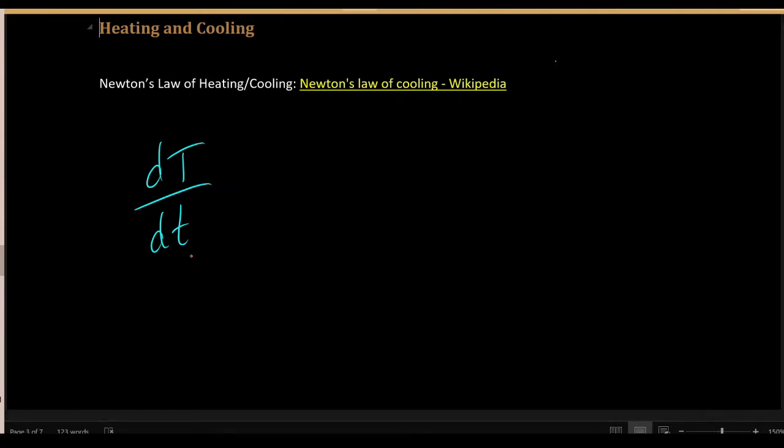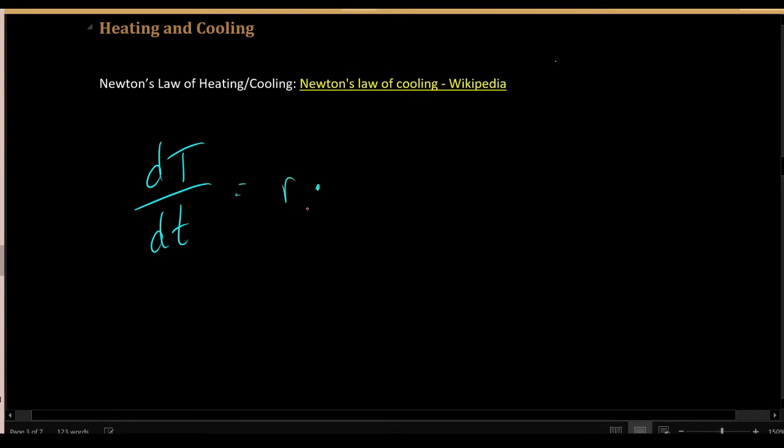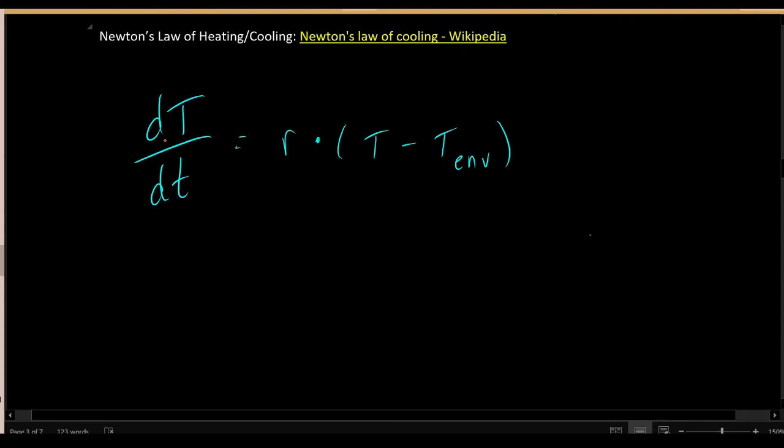Newton's law of heating and cooling says that the rate of change of temperature is proportional, so let me just call it R times, is proportional to the difference between the object's temperature and the temperature of its surroundings, which is sometimes called T sub ENV, or the temperature of the environment. So here's another differential equation. The rate of change of temperature is equal to R times the current temperature minus the temperature of the environment.